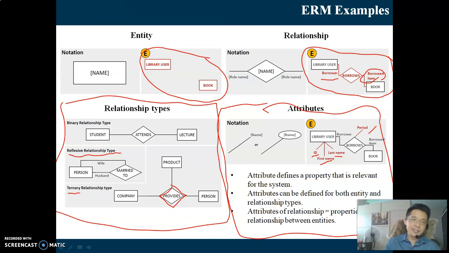Bear this in mind, in ERD we are capturing the entity type, not the concrete objects. Of course we can have entity wife and entity husband, wife married to husband. Alright, in that case it's binary. But if we only define person as the entity, then this reflexive relationship is correct. Let's move on to the next slide.